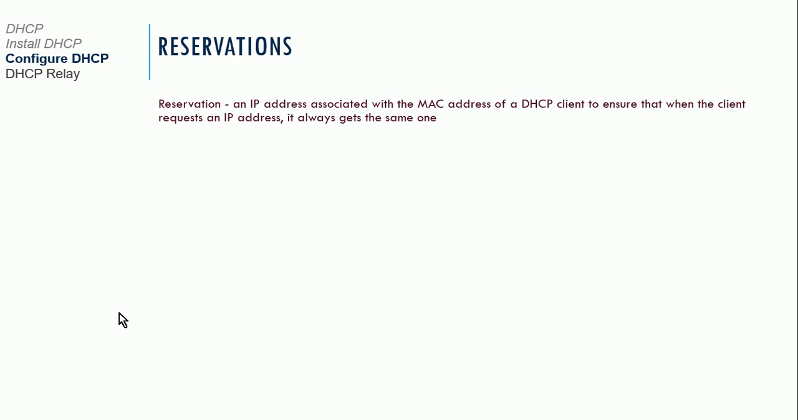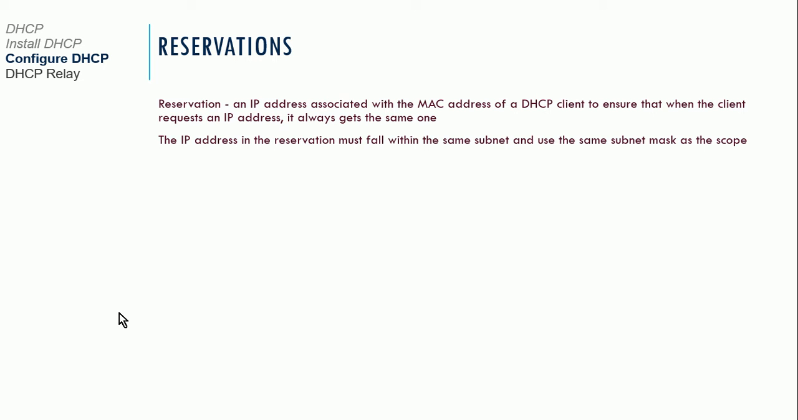Another way you can prevent IP addresses from being utilized by DHCP for just any client is through a reservation. This is where an IP address is associated with a specific MAC address on the network. So every time the device with that MAC address does a DHCP request, it's always going to get back its reserved IP address. The reservation has to be within the same subnet, and it has to be within that scope that we defined earlier in order for a reservation to work.